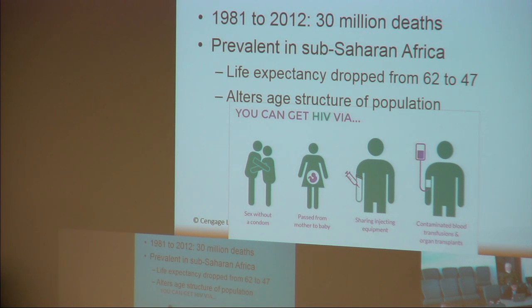Where it mainly exists, not completely by any means, but where it's prevalent is in sub-Saharan Africa. So the life expectancy used to be 62, which is pretty good for that area. It's lower than what we have here in the US, but considering the conditions they have there, that's really not all that bad. But look at how much it dropped from 62 to the average lifespan of only 47.